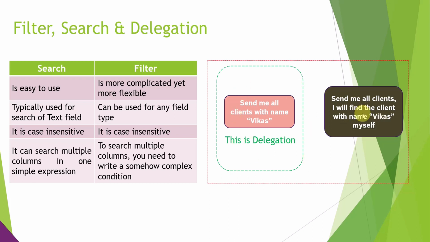So basically, Power Apps is telling the data source, hey, I will not do the heavy lifting. I will not do any kind of filtering because I will not save the data in my memory. You send me all the data with the filtering if you are a delegable data source. And sometimes Power Apps has to do all the filtering by itself in its memory. That is the condition where Power Apps says, send me all the clients, I will find the client with the name Vikas myself.